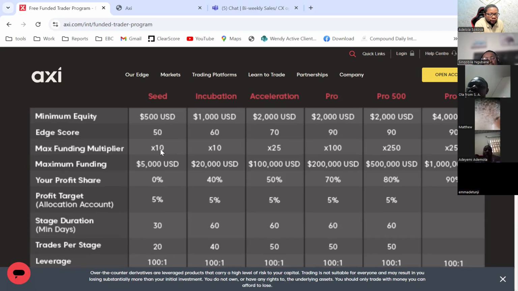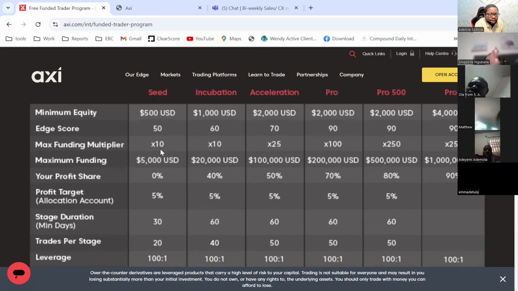Then after 30 days, should you meet all these conditions, you move to incubation. Here, the minimum equity required is $1,000. So there are 2 ways: you can grow the $500 to $1,000, or you can top it up. Let's say after 30 days you are sitting on 750, you can just deposit the difference to make it $1,000. Edge score within those 30 days needs to be 60. That's your skill, your profitability, your drawdown, your risk management, and so on.